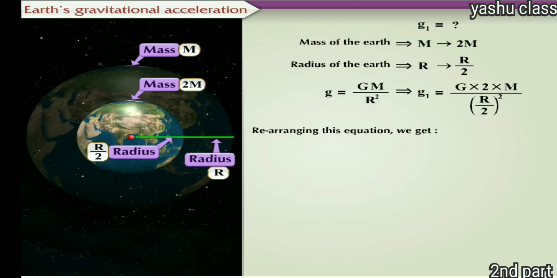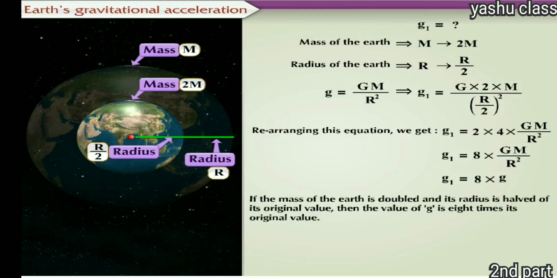Rearranging this equation, we get g1 is equal to 2 into 4 into capital G into capital M upon capital R square. Therefore, g1 is equal to 8 into capital G into capital M upon capital R square. Therefore, g1 is equal to 8 into g. Thus, if the mass of the earth is doubled and its radius is halved of its original value, then the value of g is 8 times its original value.